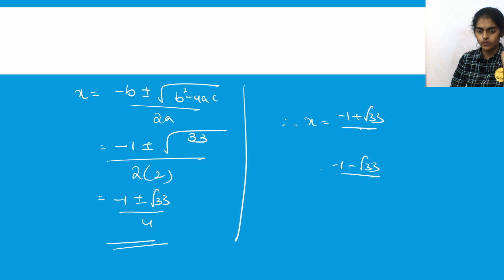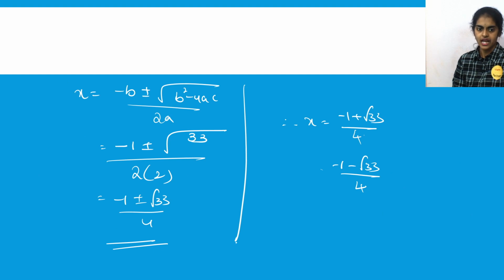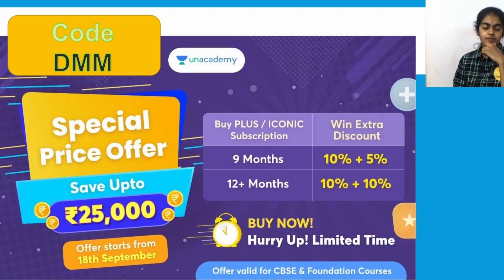So these are the roots of the given equation. So firstly you found whether the roots exist or not. Since they exist, you found the roots. I hope this is clear. So let's proceed.